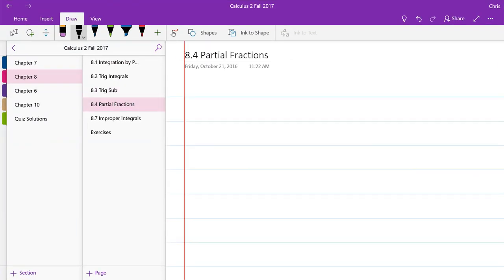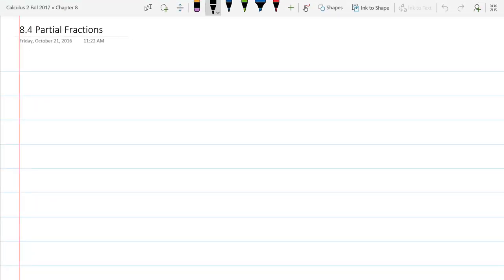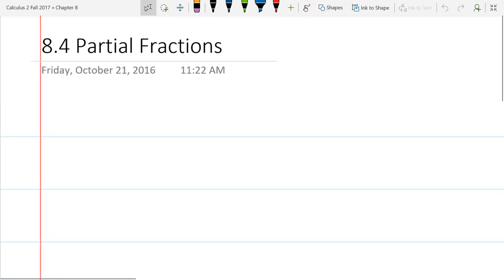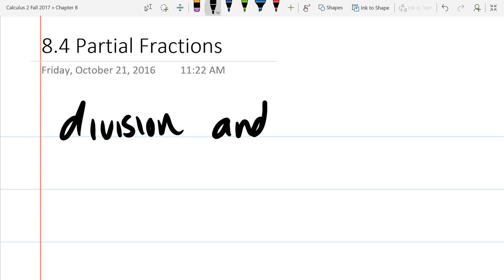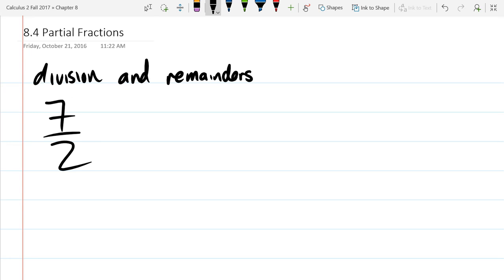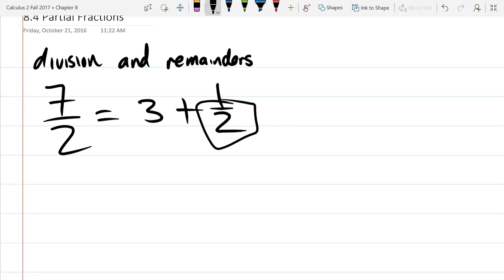So we're about to jump into partial fractions. Let's look at division and remainders first. Let's start out real easy: 7 divided by 2. It is 3.5, or you can think about it as 3 with a half left over. If you did long division, you would see there's a 1 remainder at the end, and we write the remainder over the original divisor right there.